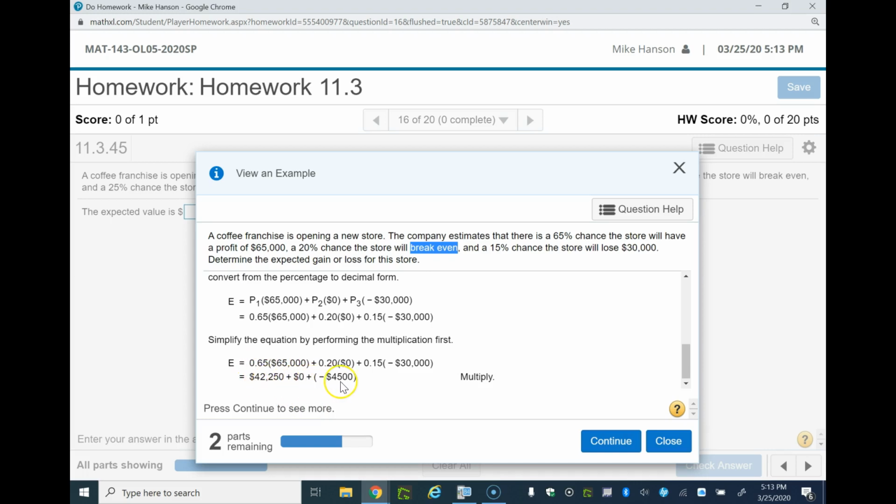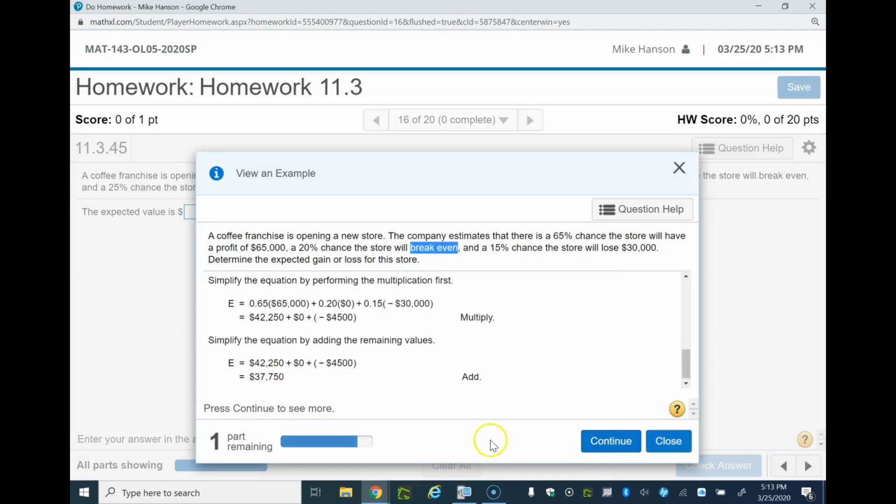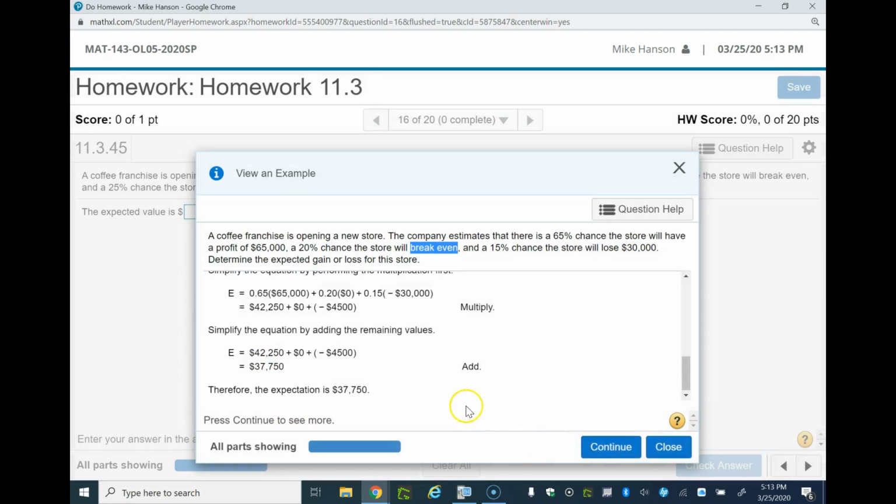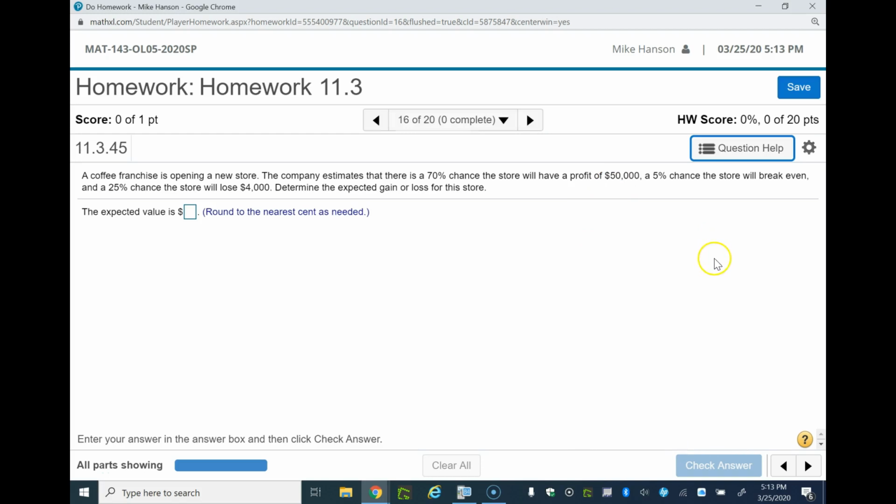42,250 plus 0 plus a negative 4,500. Add them all together and we get 37,750. So there's that. Therefore, the expectation is 37,750. So I hope this helps for section 3, and let me know if you have any questions.